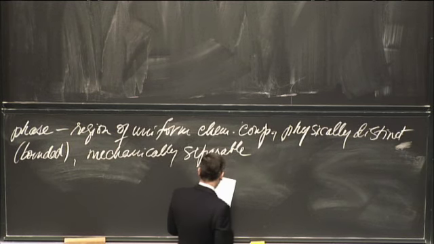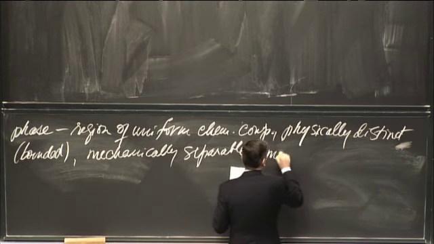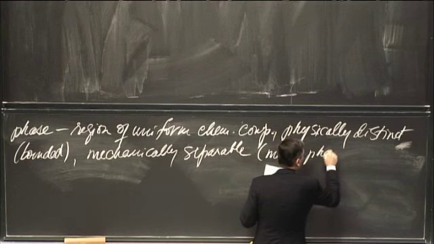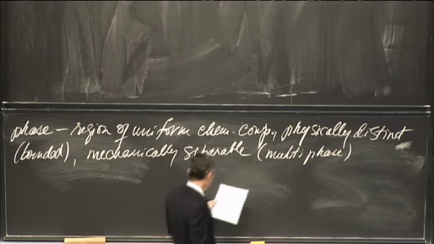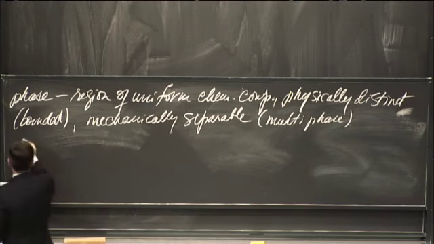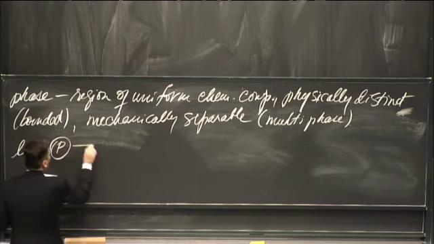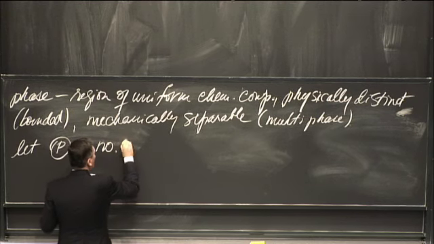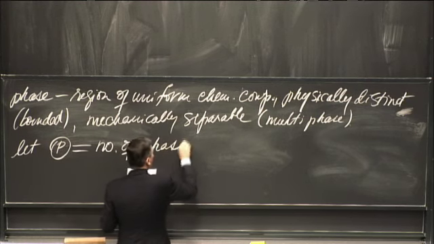Mechanically separable. And so that's in the case where you have a multi-phase system. You can point to the different pieces. So what I'm going to do is give you some examples. I'm going to let circle P equal the number of phases.